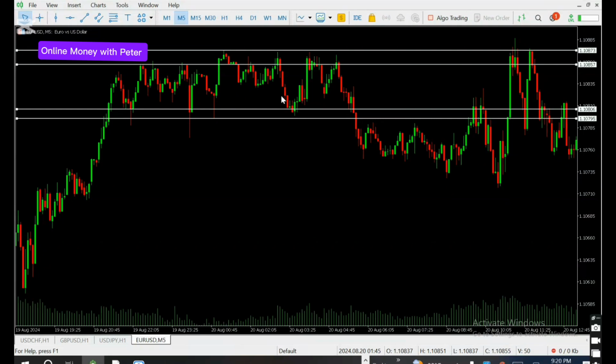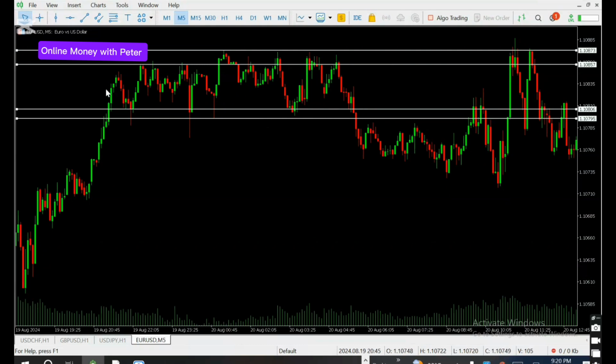Now, in this area, it started ranging. It reversed here at resistance, came back to the support and reversed, went back up to the resistance and reversed, and so on and so forth. But when it came here, eventually it broke out of the support. Now, the market can either be in three phases. The market can either be trending up, trending down, or sideways.